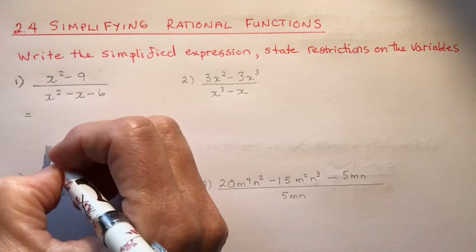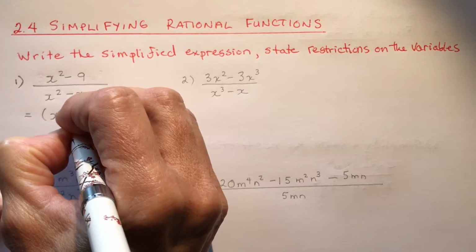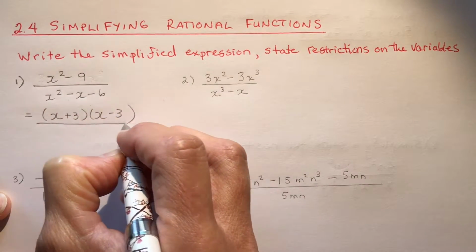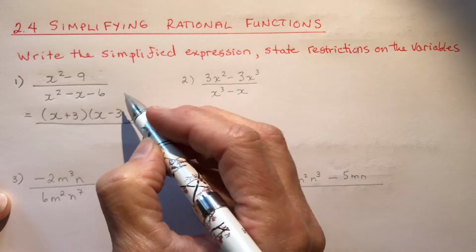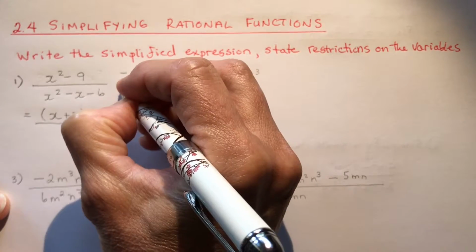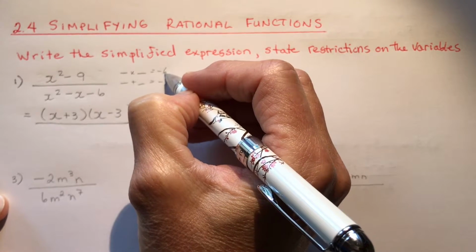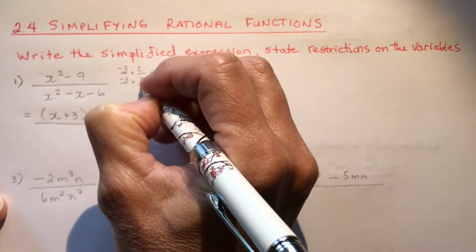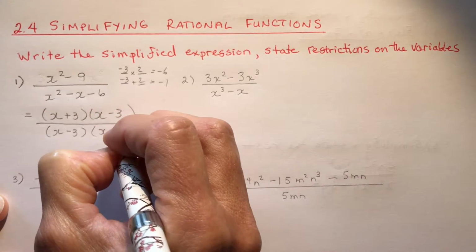Okay, now back to this. X squared minus 9. Difference of squares in the top. Square root of x squared is x. Square root of 9 is 3. I add them. I subtract them. That's it. In the denominator, I have a simple trinomial. Coefficient of x squared is 1. So I'm looking for two numbers that multiply to minus 6, and they have to add to minus 1. So if they multiply to a negative, one has to be negative, and they're going to add to a negative. So it's minus 3 and 2. Okay, so I have x minus 3 and x plus 2.